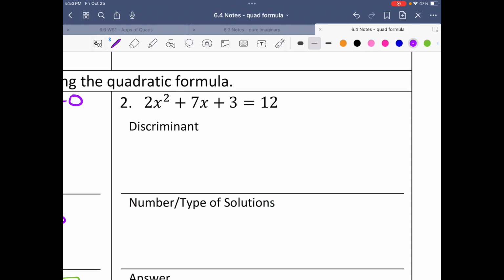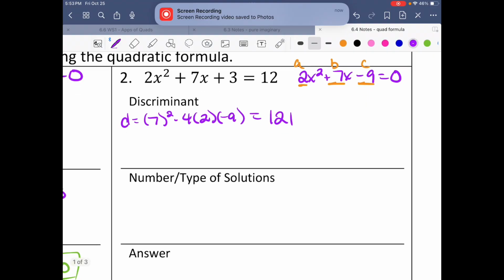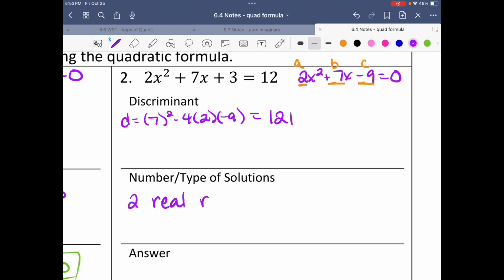Alright, let's get that 12 over to the other side. It's got to equal 0. Identify the A. This time the A is a 2, B, and a C. Discriminant. B squared minus 4AC. Discriminant is 121, positive, and it's a square. Two real rational solutions.